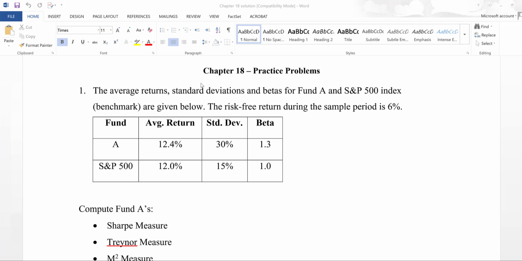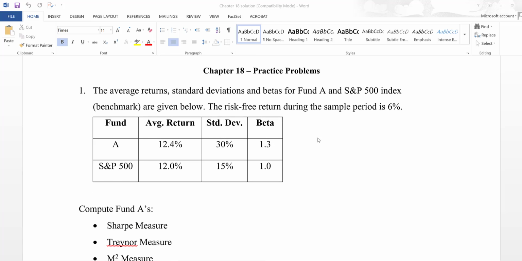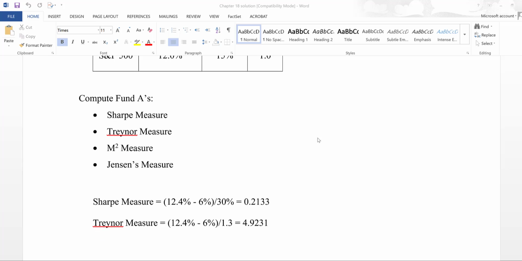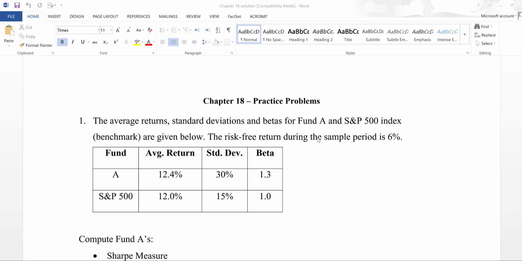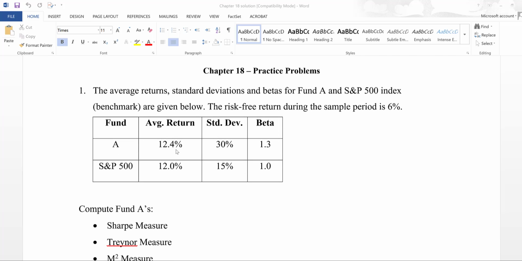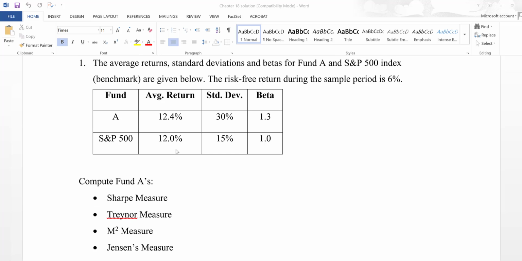Hi there. Today I'm going to go over these practice problems from chapter 18. I have posted this solution on Titanium as well, so you can refer to that when you're preparing for the problems from this chapter. The questions in this chapter are about computing all those different performance evaluation metrics like Sharpe, Treynor, M2, Jensen's, and information ratio.